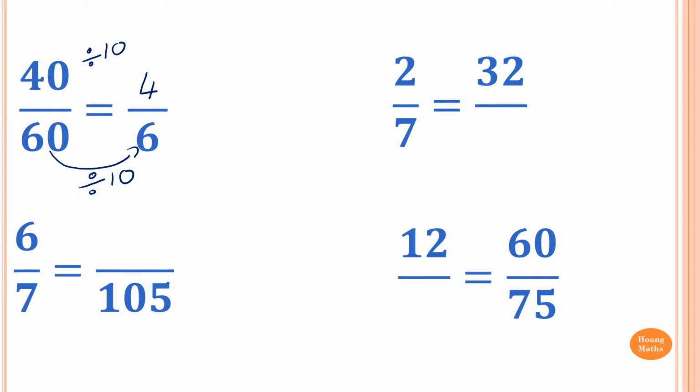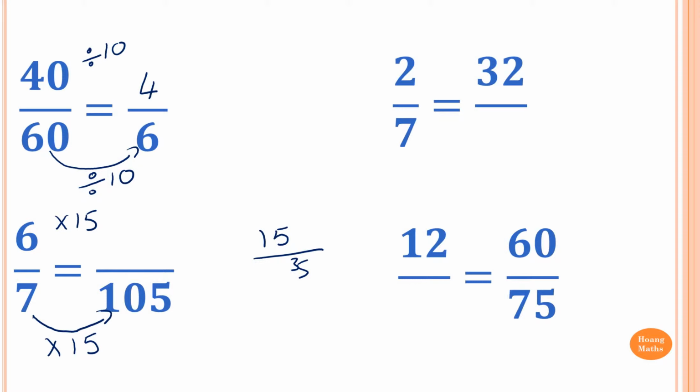6 over 7 is equal to something over 105. So from here to here, to work out the number that times 7 to give me 105, what I do is 105 divided by 7. So 7 goes into 10 once, remainder 3, because 1 times 7 is 7, so it's 10, remainder 3. So now 35. 7 goes into 35 5 times, because 5 times 7 is 35. So therefore, from 7 to 105, we times this by 15.